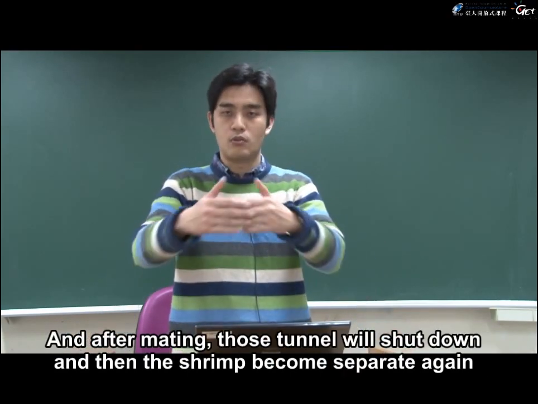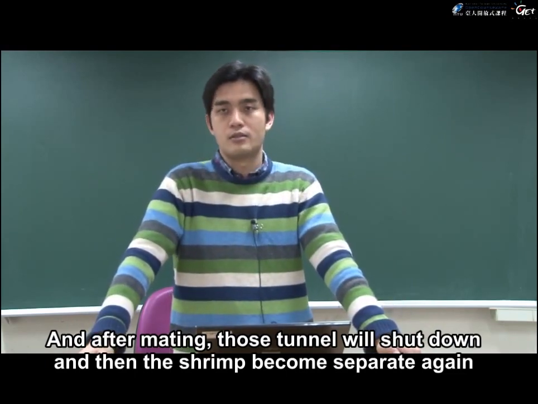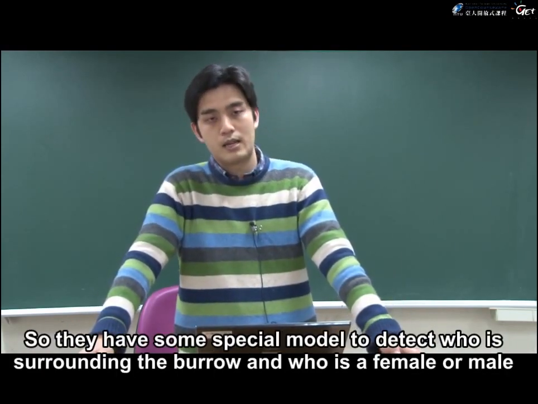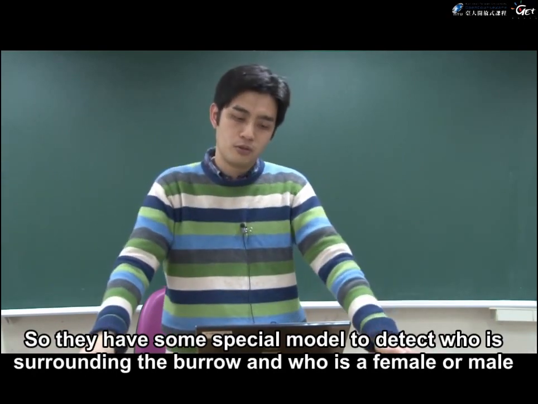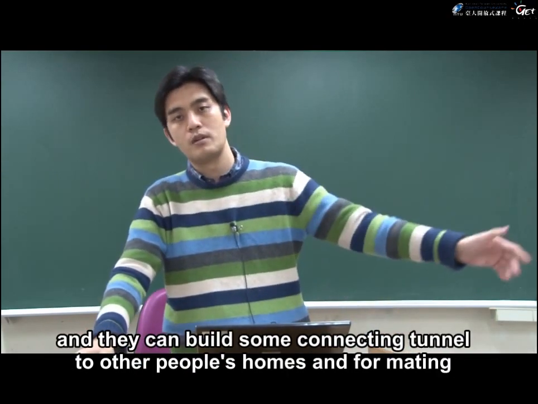And after mating, those tunnels will shut down and the shrimp become separate again. So they have some special mode to detect who is surrounding the burrow, who is female or male, and then they can build a connecting tunnel to the other's home for mating.